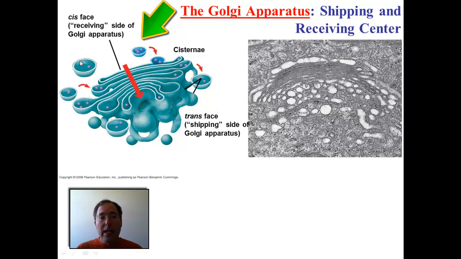Over here you'll see this is the receiving side of the Golgi apparatus, where I'm moving the cursor. You'll see a bag coming in there with maybe an amino acid chain, and that's coming from the rough endoplasmic reticulum, and it's going to go into the Golgi. The Golgi will then do something to that amino acid chain, and it will modify it.